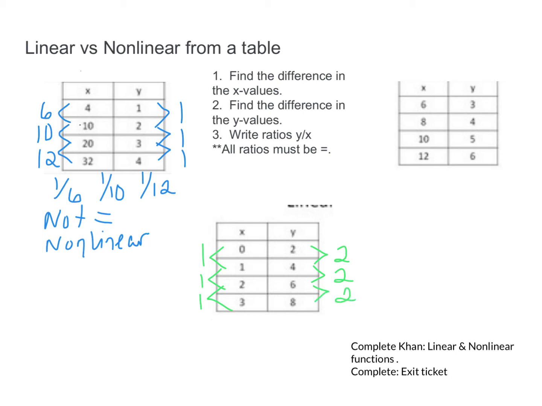We're going to set these up as ratios. The first ratio is 2 over 1. Second ratio, 2 over 1. Third ratio, 2 over 1. Since these are all equal, this would be linear.